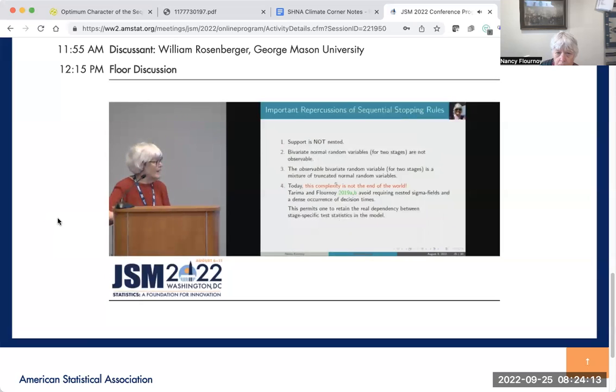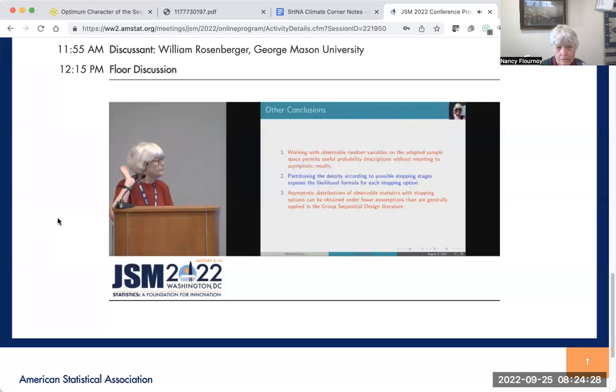Your observable random variables, you've got 2 of them for 2 stages. You know, you've got your stopping time and your regular statistic. And this is not computationally difficult to deal with. At least it's not for Sergey.